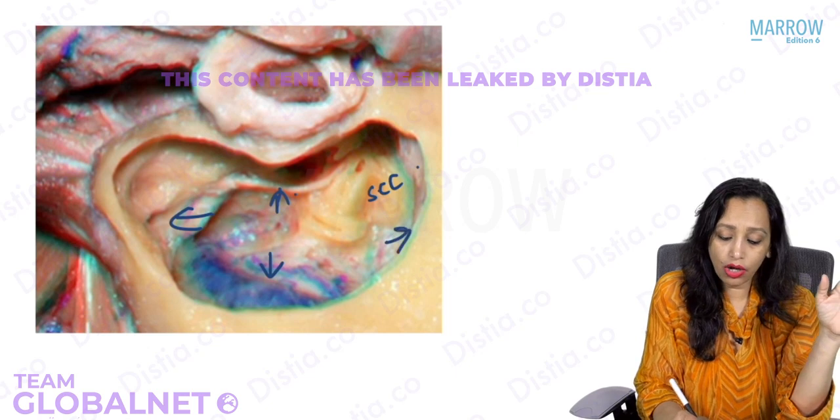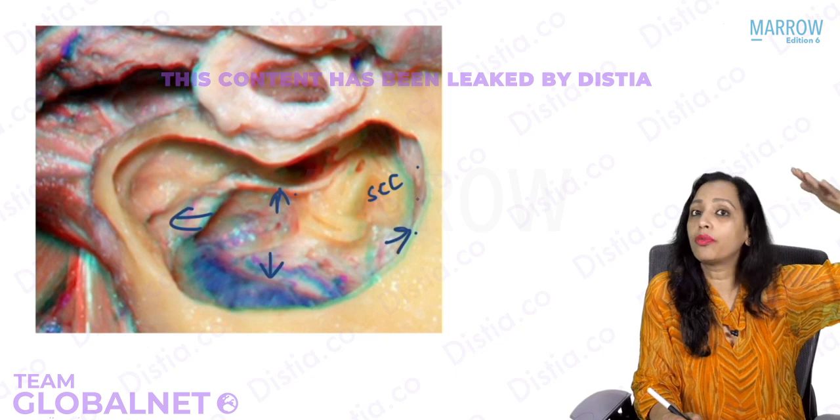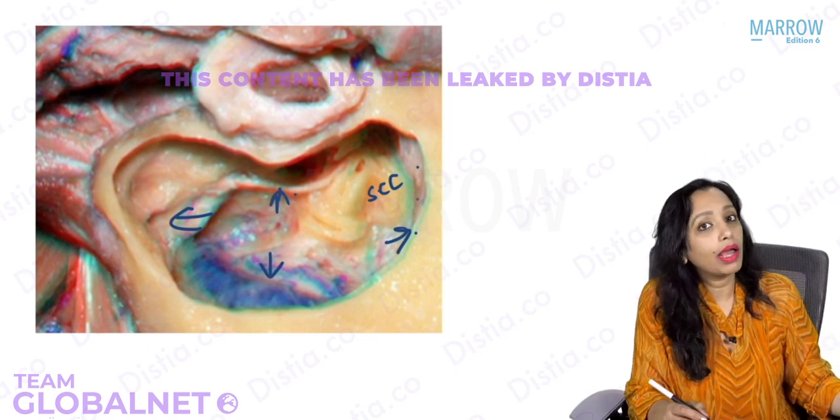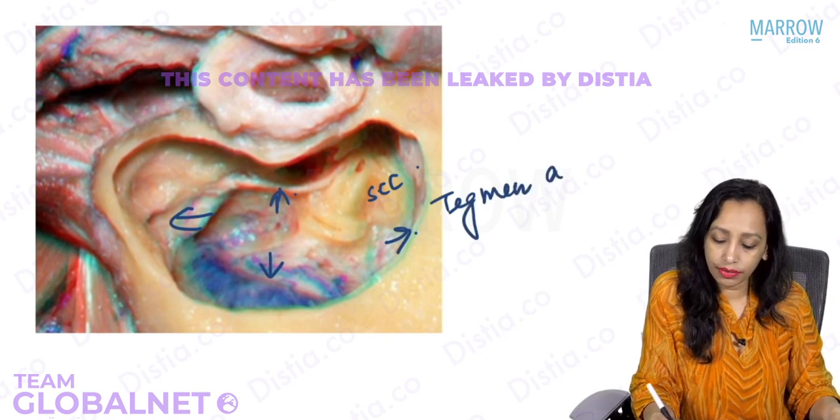This is the area of the roof of the mastoid. The roof of the middle ear, what is that known as? Tegmen tympani. The roof of the mastoid is known as tegmen antri.